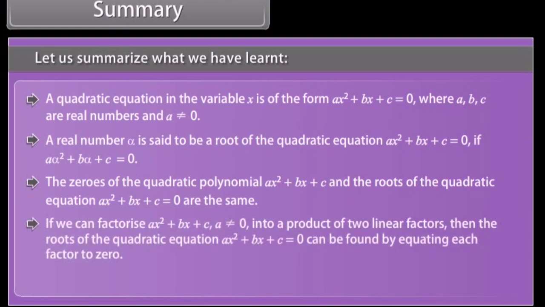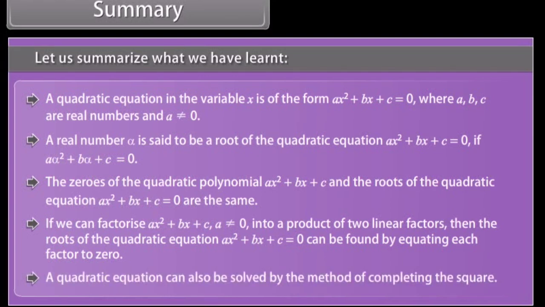If we can factorize ax² + bx + c, a is not equal to 0, into a product of two linear factors, then the roots of the quadratic equation ax² + bx + c = 0 can be found by equating each factor to 0. A quadratic equation can also be solved by the method of completing the square.